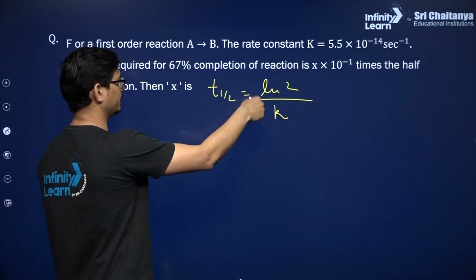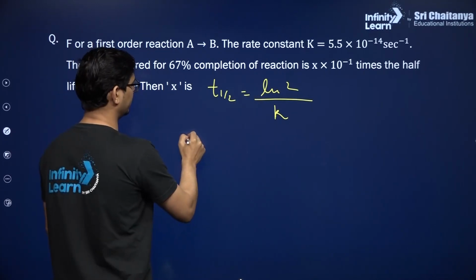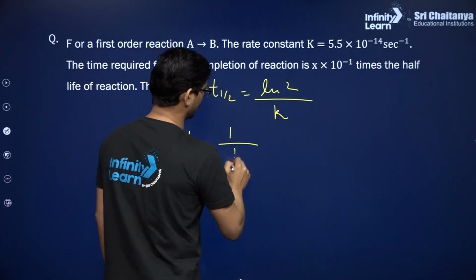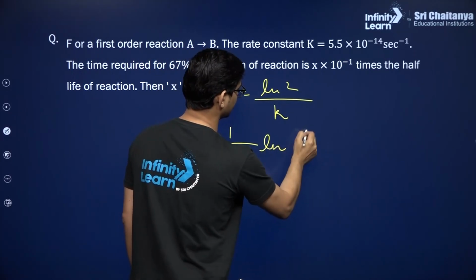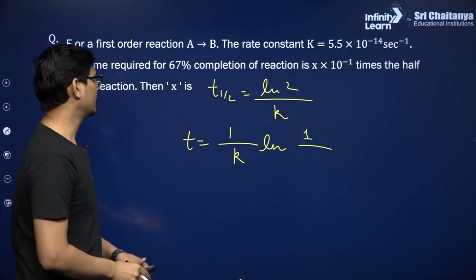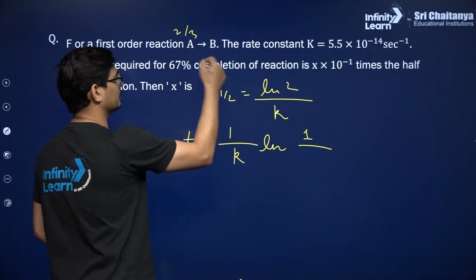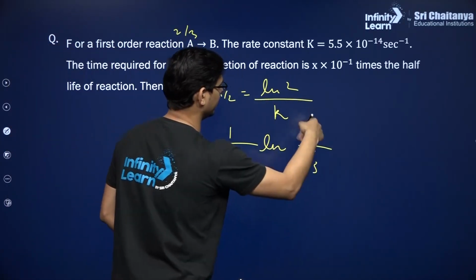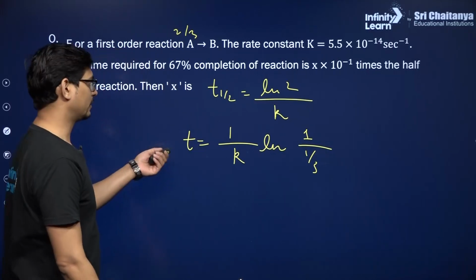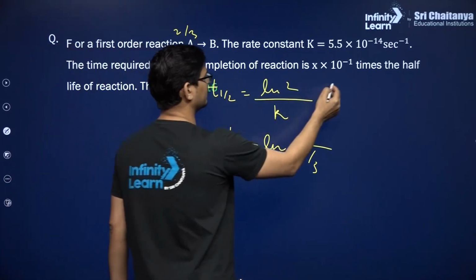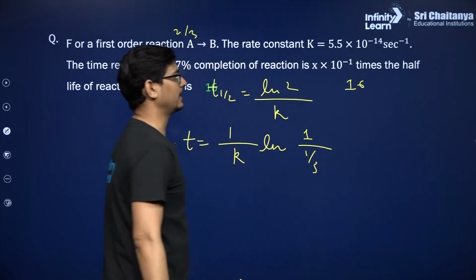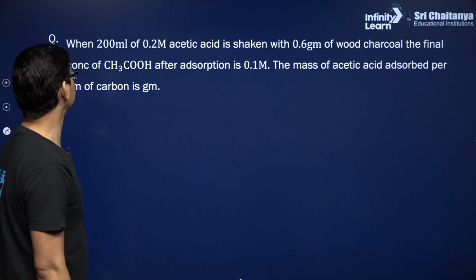From here you can determine the half-life, right, and then time is 1 upon rate constant, initial concentration, let's take it to be 1, right, and 67% completion means 2 by 3rd completion, so 1 by 3rd is left, so this will be ln 3, right. So work it out, you will get the time as 16 actually, right, that is the correct answer.